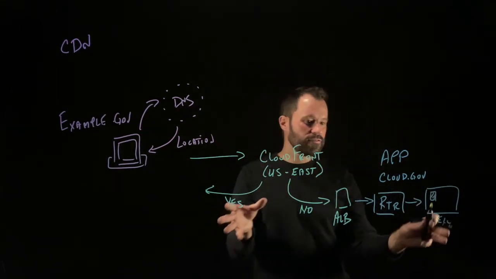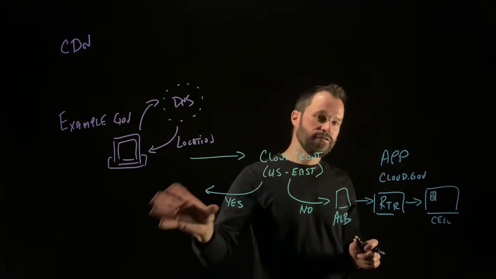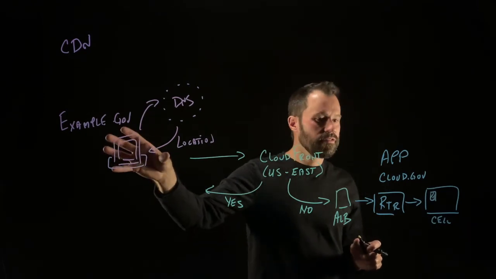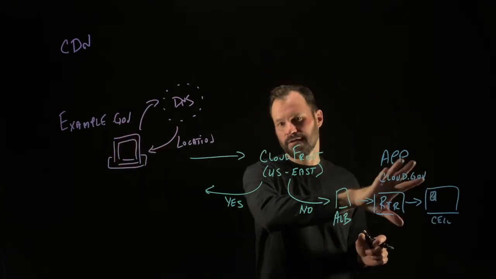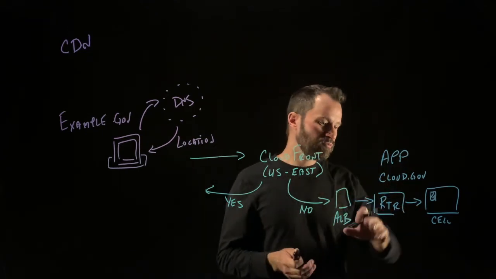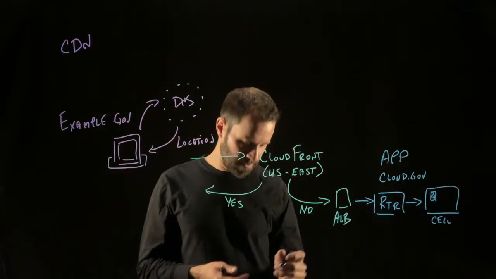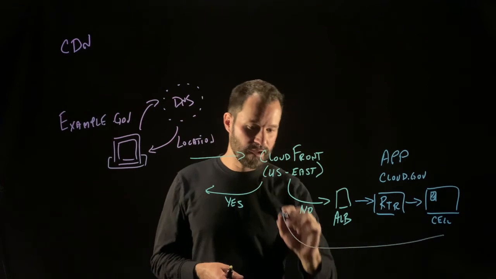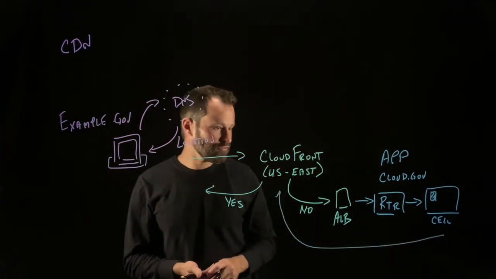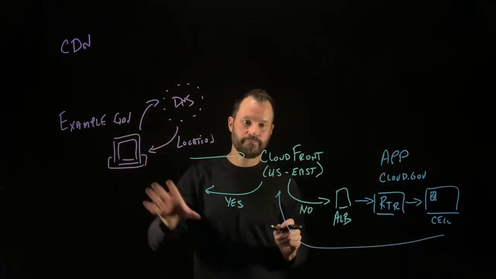Now the only real difference here is that CloudFront is always returning information if it can. Your end user in this case never sees your application running in app.cloud.gov because CloudFront is always proxying those responses. And so if this flow actually happens, the response goes back through CloudFront into the cache, repopulating that cache before CloudFront sends the response back to your end user.